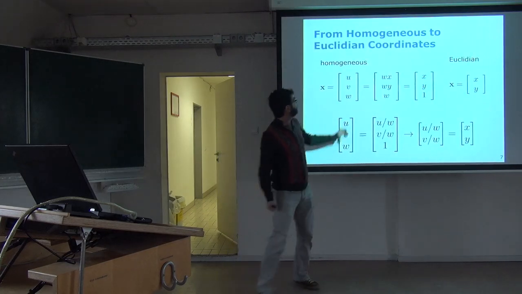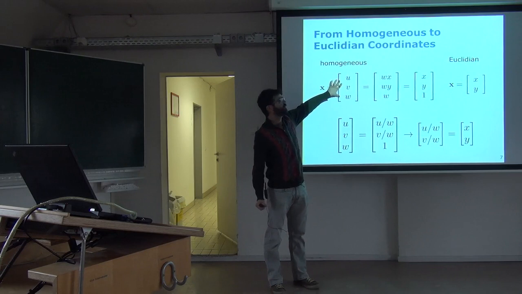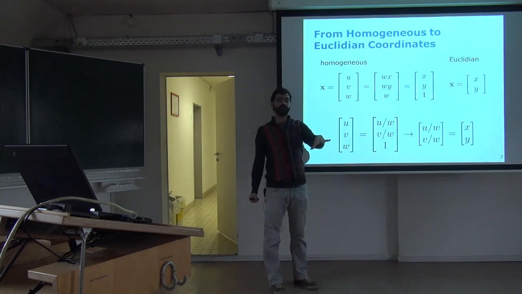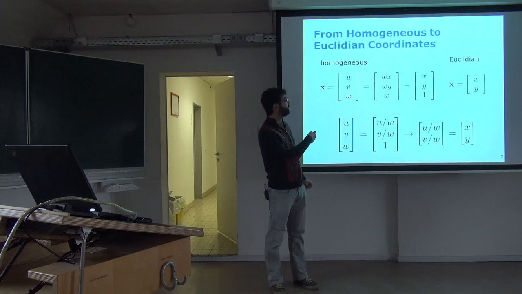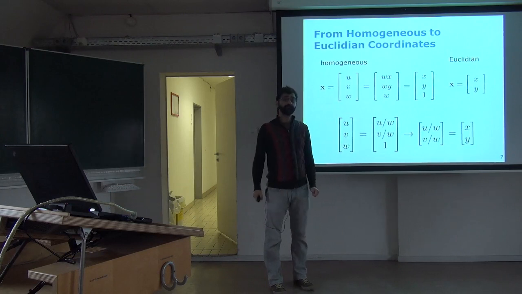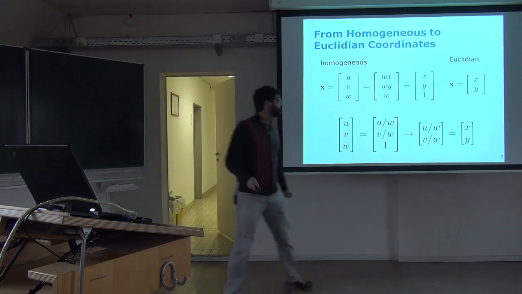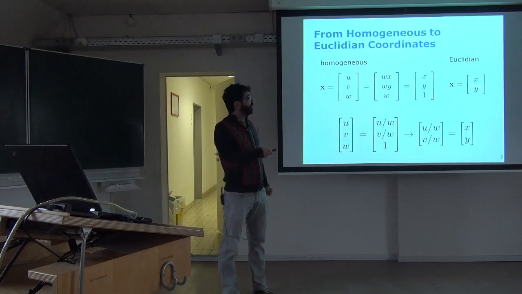Now, the trick is, once we have a vector in homogeneous coordinates, you can simply extract the real Euclidean point that you want by just taking the last coordinate, dividing the whole vector by this coordinate, and you get the x, y back here. Okay? As simple as this. And if you then want to go from this back, you just add the 1 here.